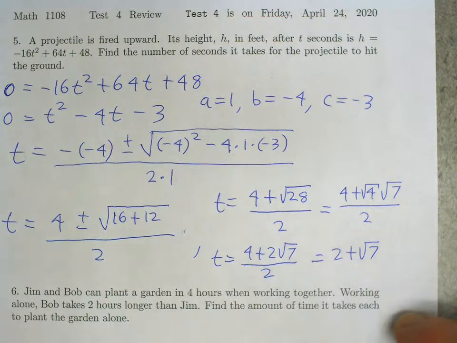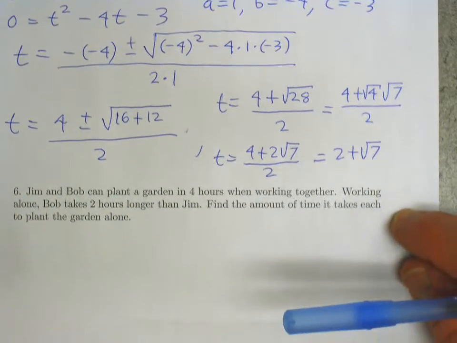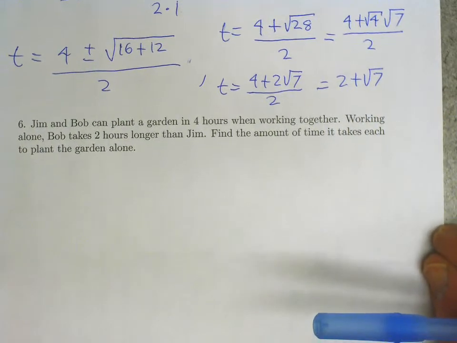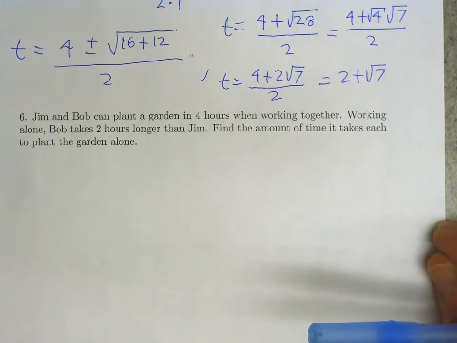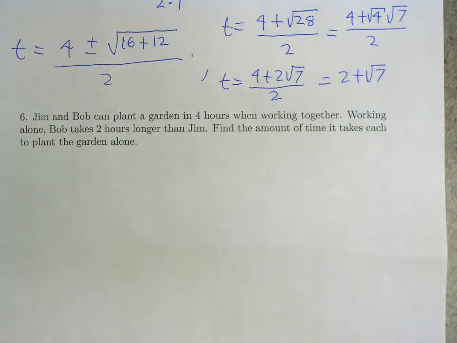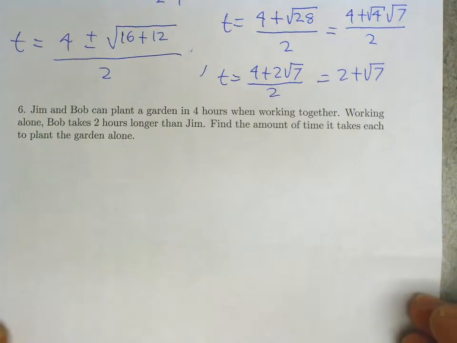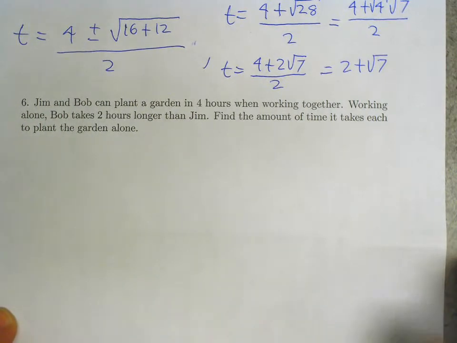Okay, and the next problem, number 6. Okay, this is a work problem. Jim and Bob can plant a garden in 4 hours when working together. Working alone, Bob takes 2 hours longer than Jim. Find the amount of time it takes each to plant the garden alone. Okay, this is a work problem.